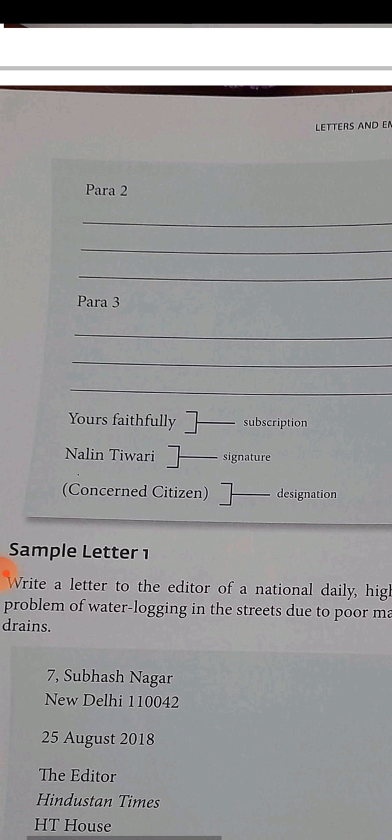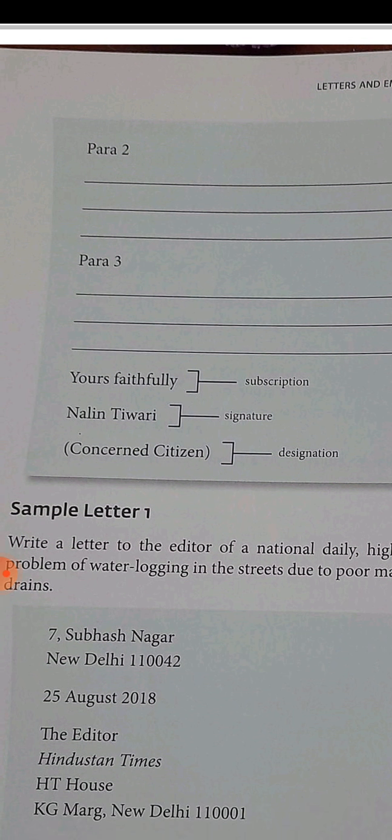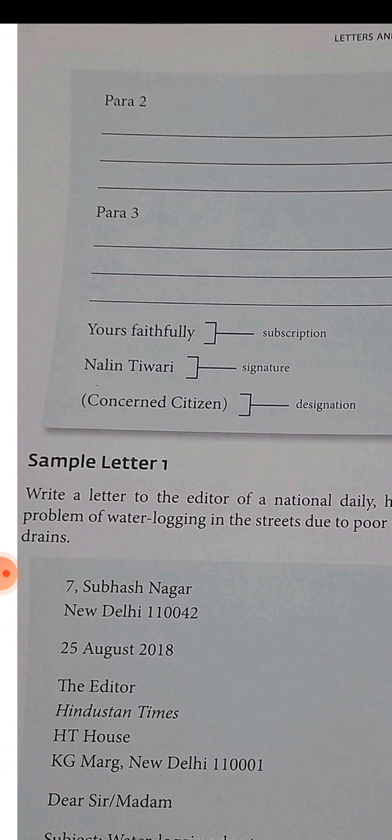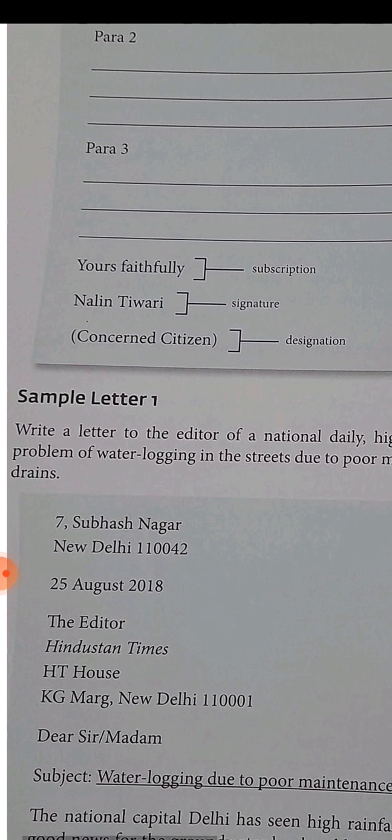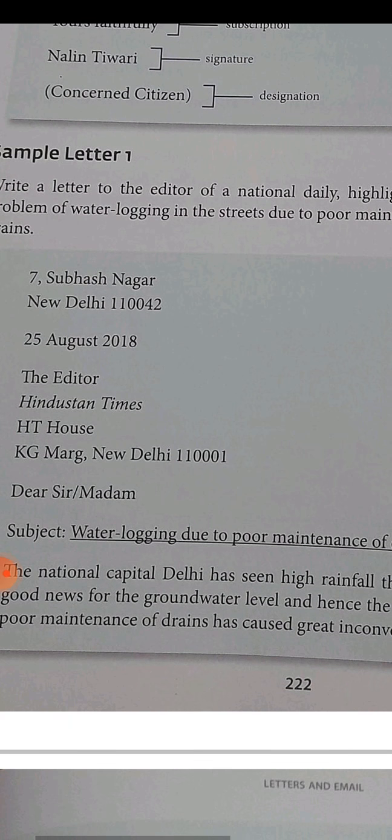And after that you will write your signature and then the designation of yourself. So this is a sample letter.